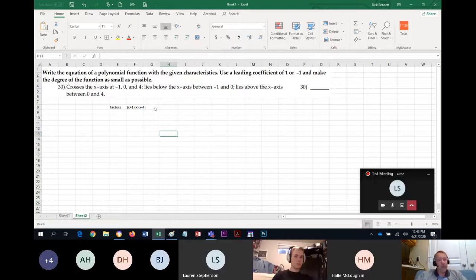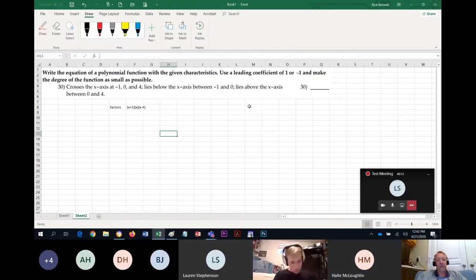So it's a polynomial function. It lies below the x-axis between -1 and 0 and above the x-axis between 0 and 4. Okay. So let's just graph what we have and see if we might be done, but we might have to throw a negative in here. So I'm going to draw my axis here. I have a 0 at -1, I have a 0 at 0, the origin, and I have a 0 at 4. 1, 2, 3, 4.